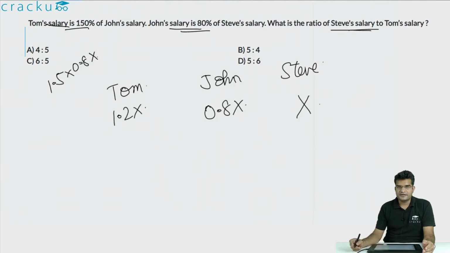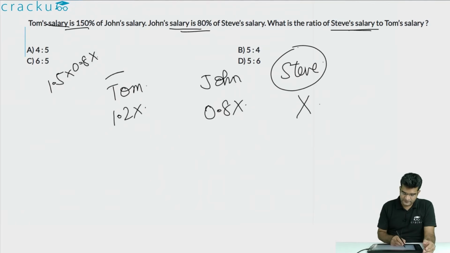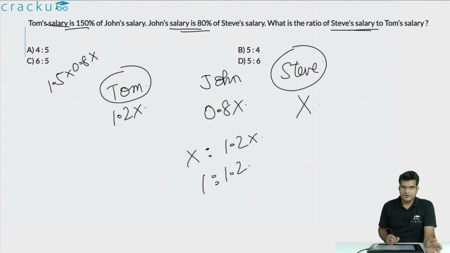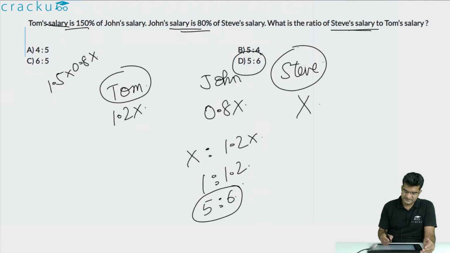We are required to calculate the ratio of Steve's salary to that of Tom's salary. So the required ratio is x is to 1.2x. You can cancel x on both sides, so this will be 1 is to 1.2, or if you multiply both of them with 5, this will be 5:6. So the required ratio in this case is 5:6, which is option D.